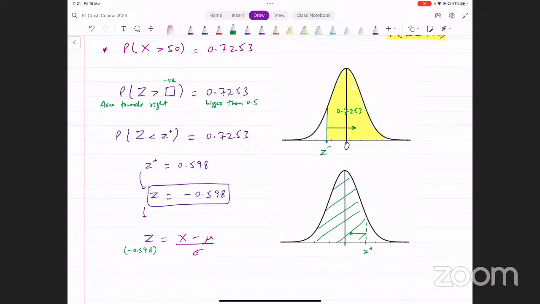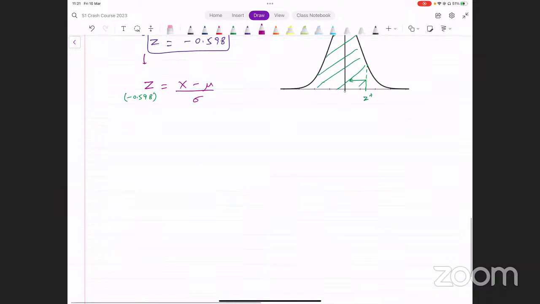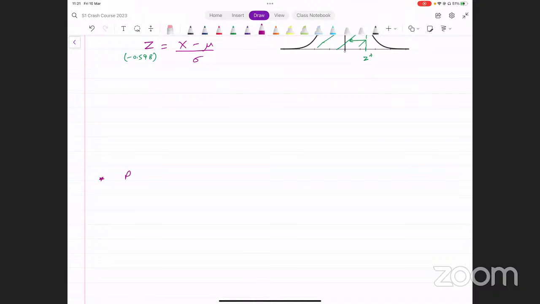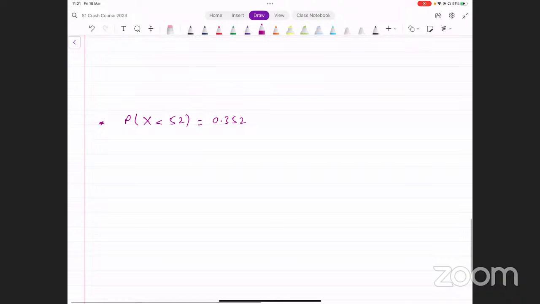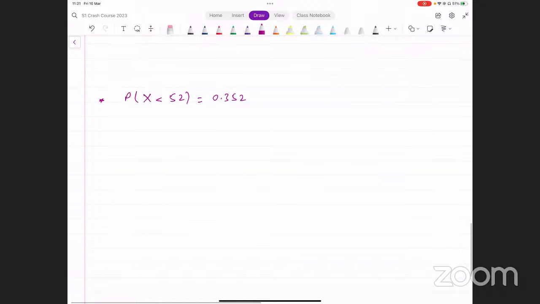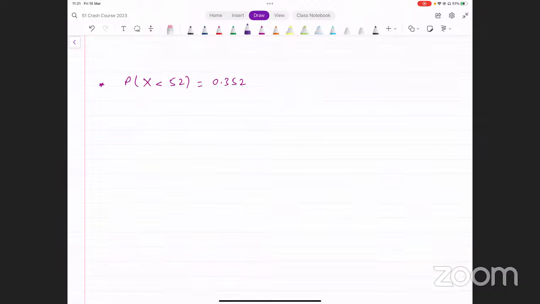All right, so since the value of z was negative there, let's take another example. Let's take one last example in this. Let's say we have probability of x less than 52. That was given to be, let's say, 0.352. Yes, you had something like this given. All right. Now let's find the value of z corresponding to this. How do we start? We first write this in terms of z. So it's z less than something that is equal to 0.352.